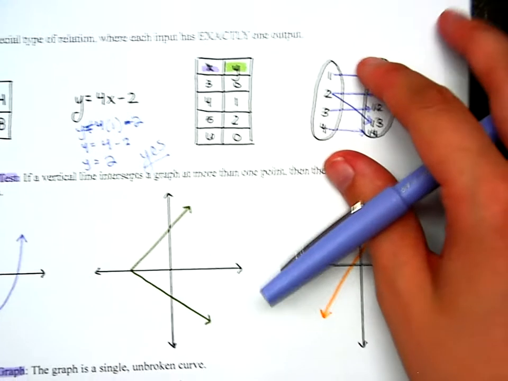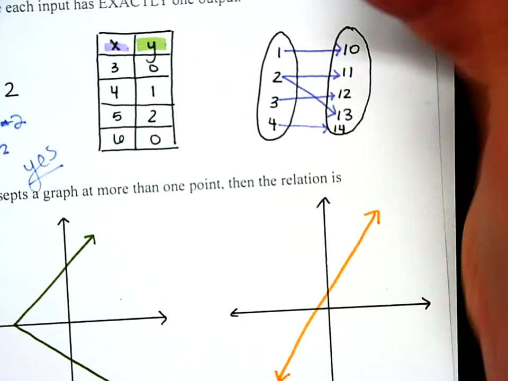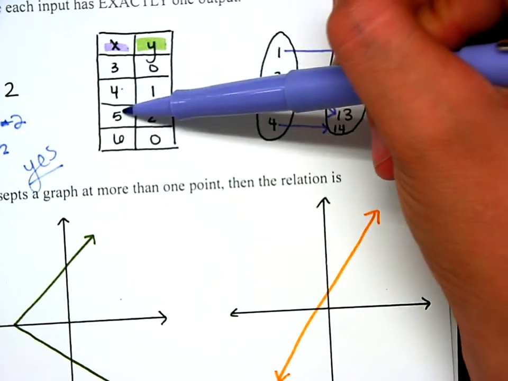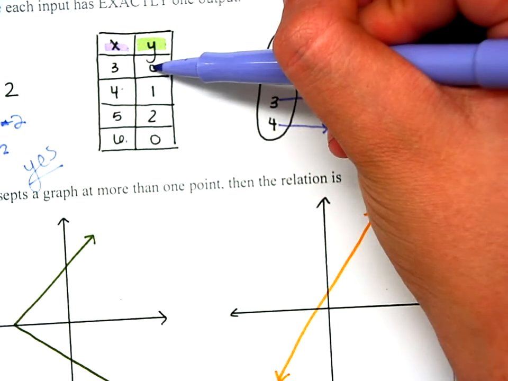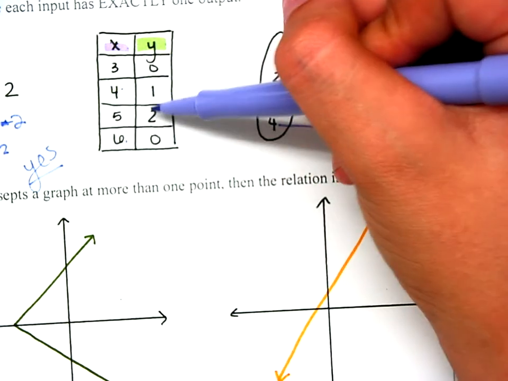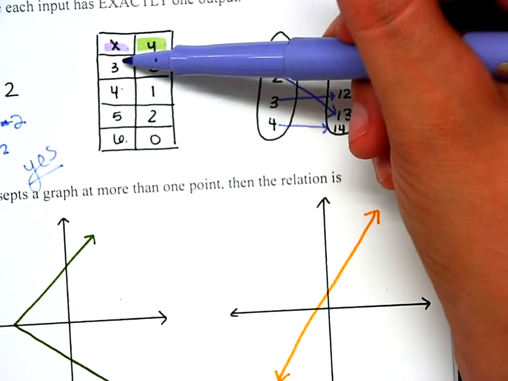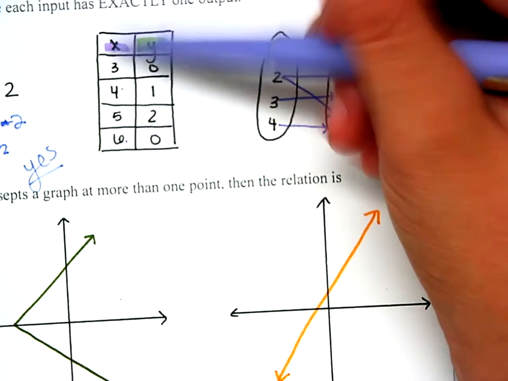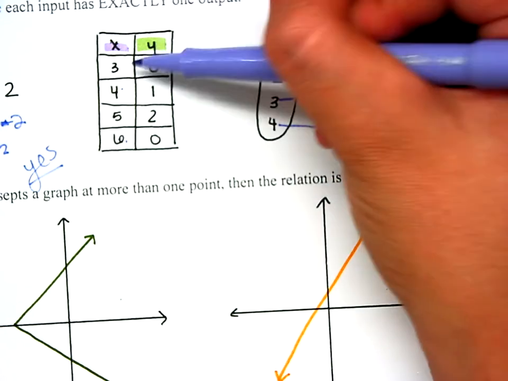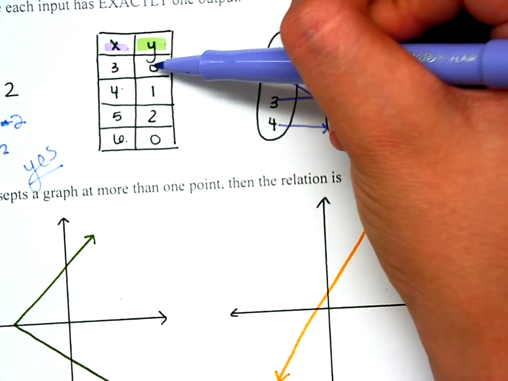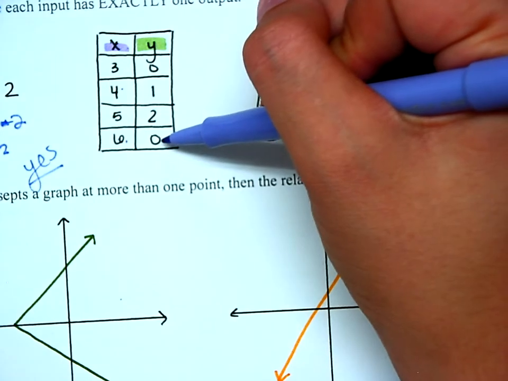Okay, next one, we've got another table. And this is the one that usually tricks people, and I will tell you why. So for each input, there is only one output. So 3 outputs to 0, 4 to 1, 5 to 2, and 6 to 0. So really what I'm looking for is making sure that my x values do not repeat with different y values. It's okay if there's repeating y values. So if I put 3 into this function, I'll only ever get 0. If I put 6 into the function, I will only ever get 0 out.